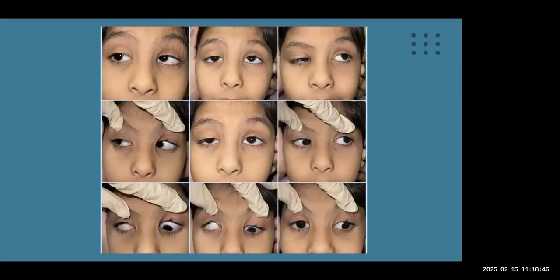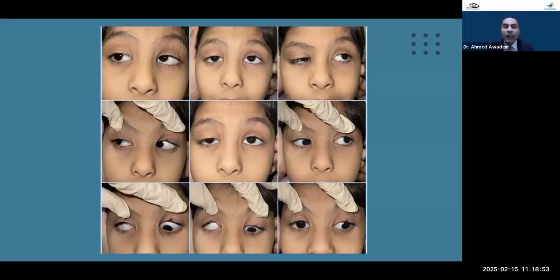Just a question, Dr. Ahmed: how do you explore the superior oblique? Where and what are you looking for? Well, I usually start with a supratemporal fornix incision. I hook the superior rectus, and then I hook the superior oblique from the temporal side.